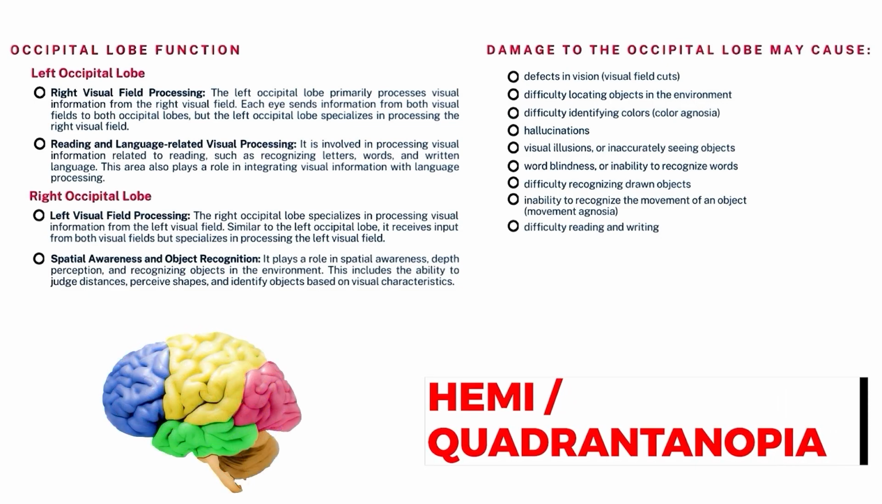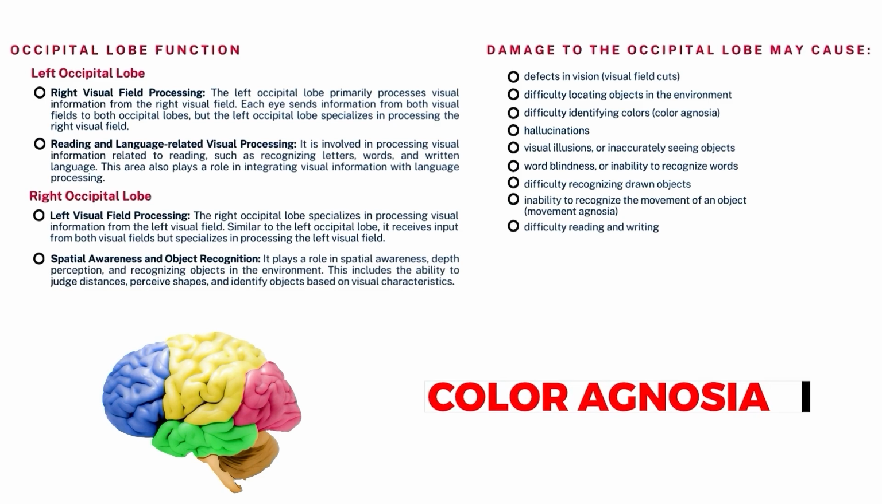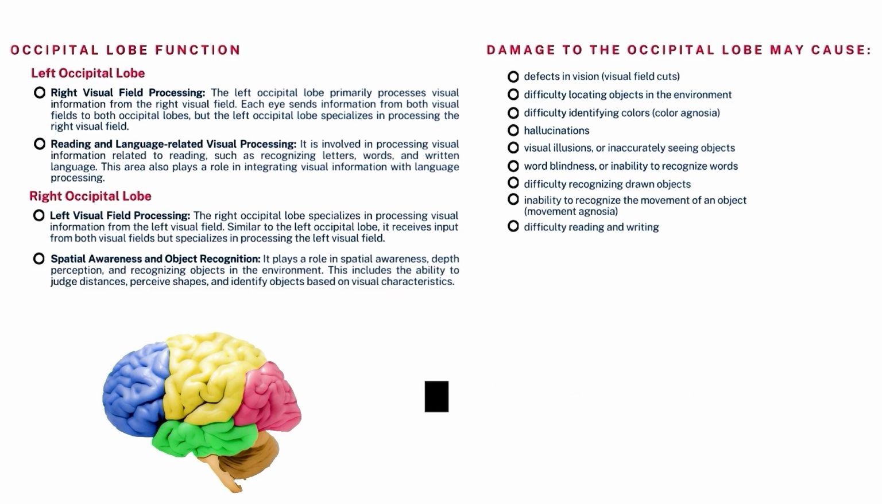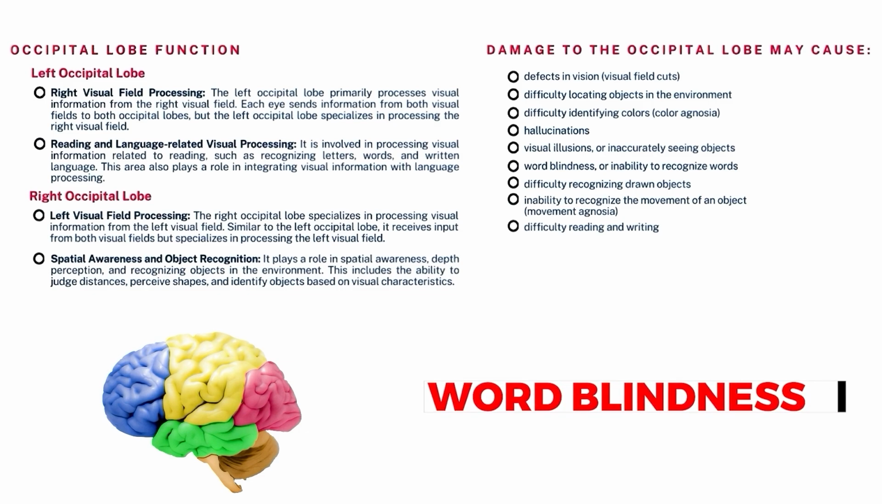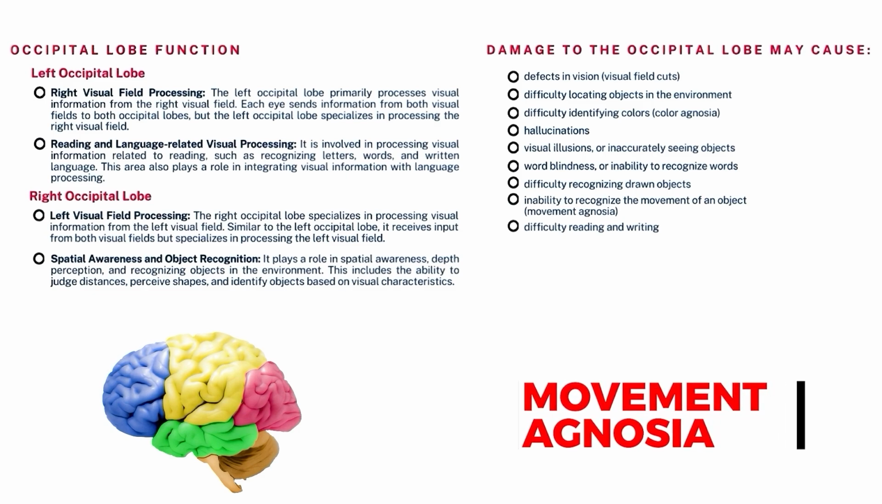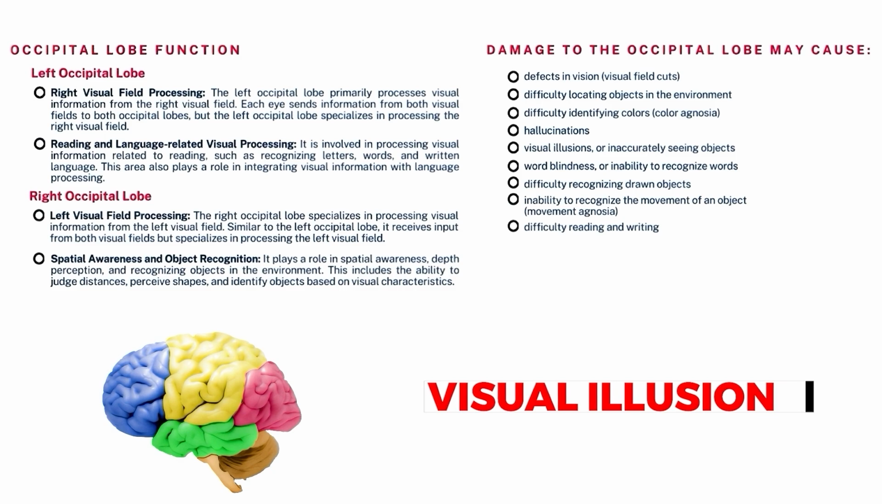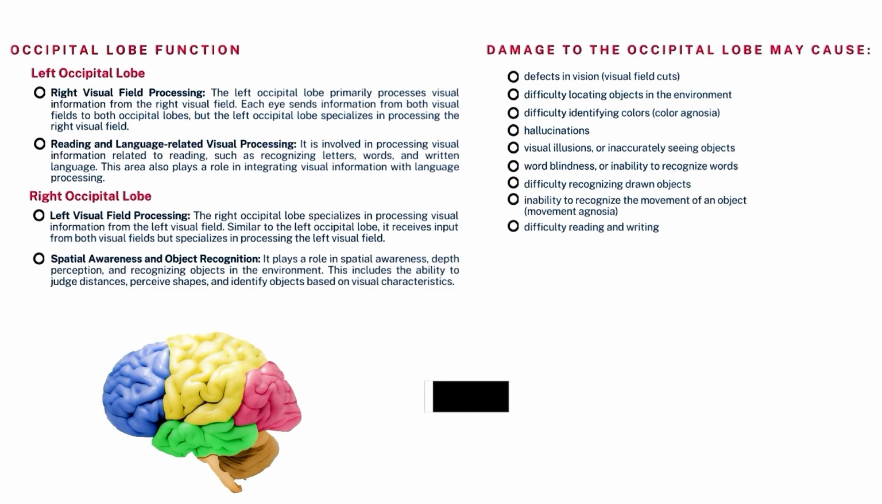And the common defects, if there is a problem: hemiquadrantanopia, field of vision defect, color agnosia, color blindness, word blindness. They can read but they cannot comprehend a word which they knew before. Movement agnosia, they have illusion of movement and visual illusion. They see things, hallucination, etc.